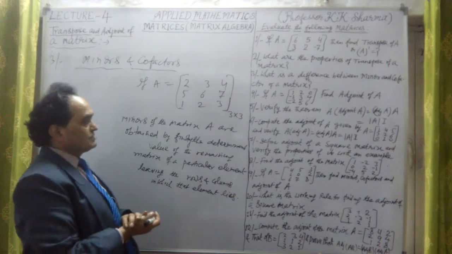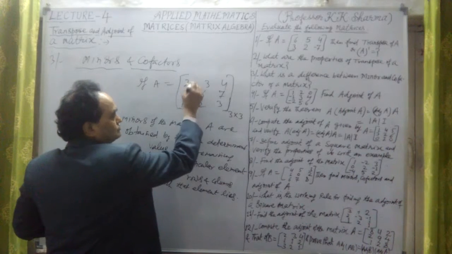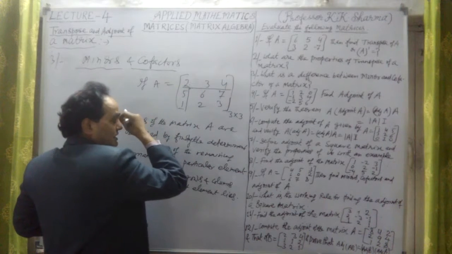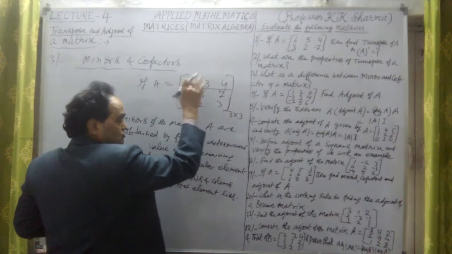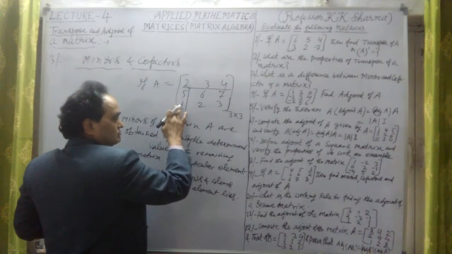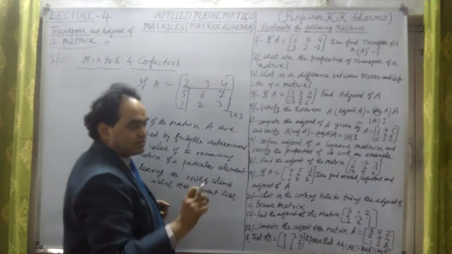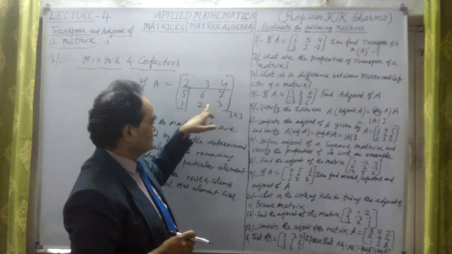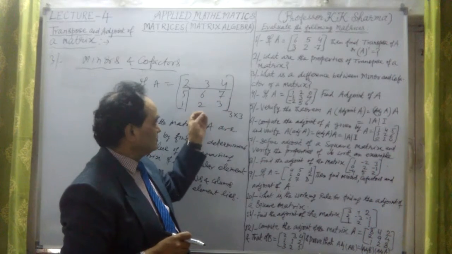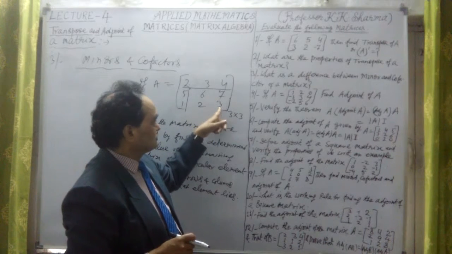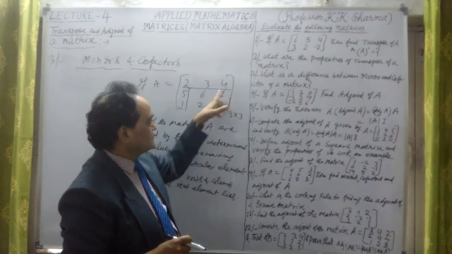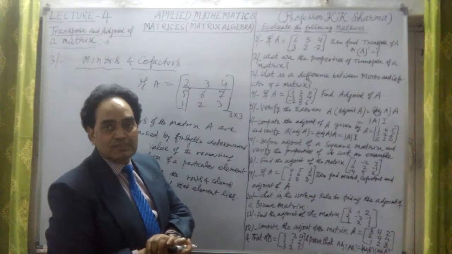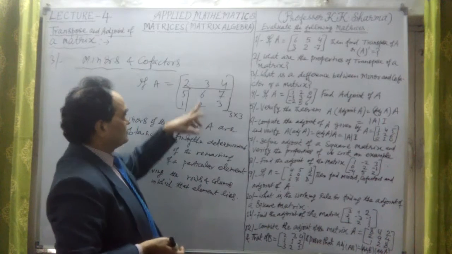What is that process? For example, if I have to find out the minor of 2, then the row in which this element 2 is lying is to be removed, and that column is to be removed in which that element is lying. So the remaining matrix is 6, 7, 2, 3. We have to find the determinant value of this. 6 into 3, 18. 18 minus 14 is 4. The difference 4 is the value, the minor of 2.